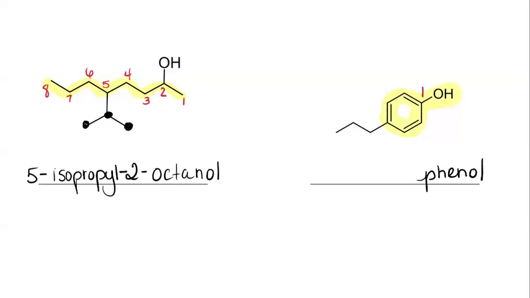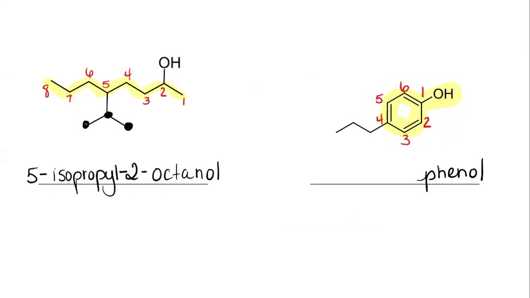Next, we are going to number the ring clockwise or counterclockwise to give that substituent the lowest possible number. For this specific example, it doesn't matter which way we number it. I choose to number it clockwise. This is position 2, position 3, position 4, position 5, position 6. If we had gone counterclockwise, meaning that this was 2, 3, 4, 5, and 6, you can observe that the substituent will still be at carbon number 4.